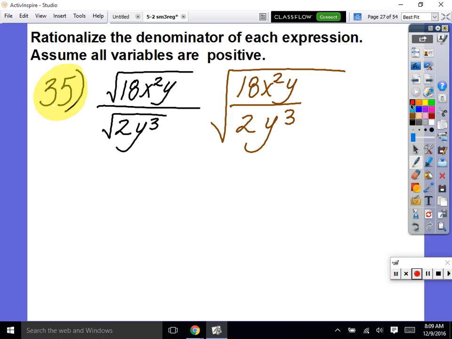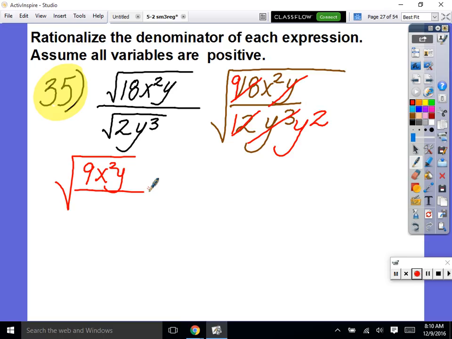Let's simplify what we can. So 18 and 2 simplify, correct? This becomes a 1, and then 18 becomes a 9. Very good. Now x squared doesn't simplify, and then let's simplify our y's. 1y on top and y cubed on bottom. Won't that be y squared on bottom? So I'm going to rewrite that. Right now we have the square root of 9x squared y on top, and on bottom, no, not y, correct? Not y. We just divided out y. Sorry. The square root of 9x squared on top, and on bottom we have y squared.